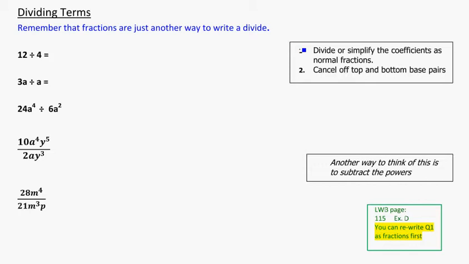to write each other. So, if I was going to divide 12 divided by 4, I can probably do that in my head and know that there's 4 3's inside of a 12, so if I divide it up, I'll get 3. But I want you to look at another way of doing this. What if I wrote it out as a fraction, 12 over 4?